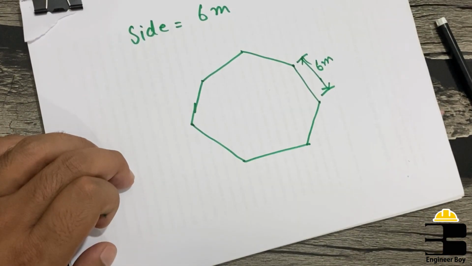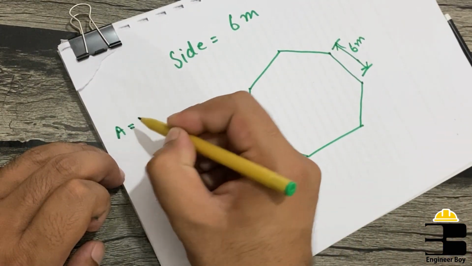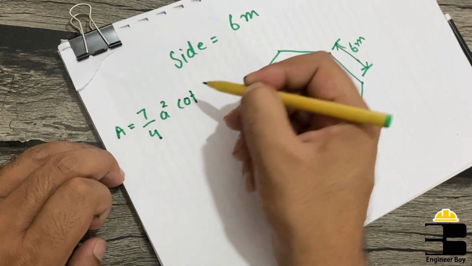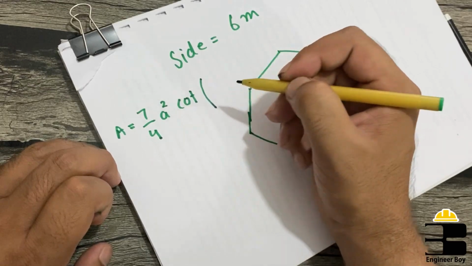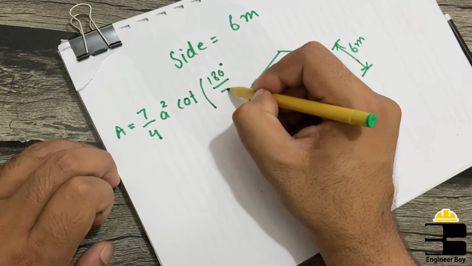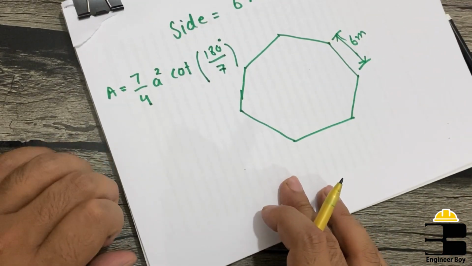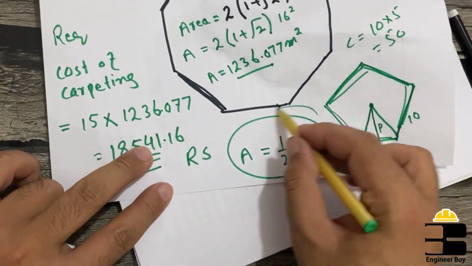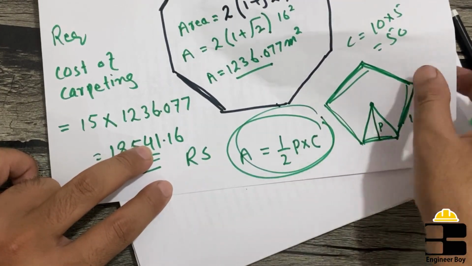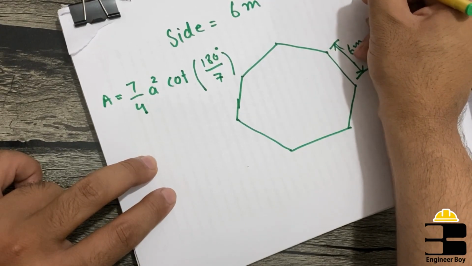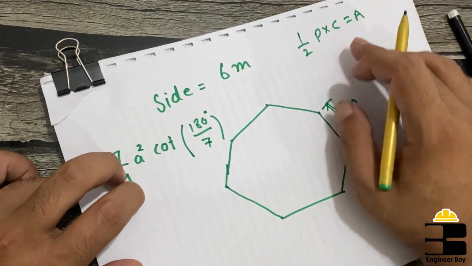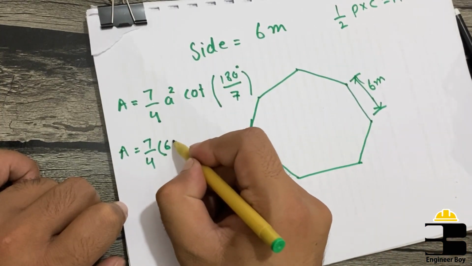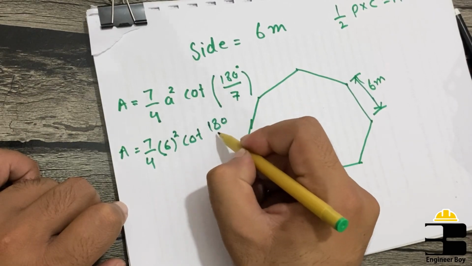Now, the area of the heptagon must be A equals 7 by 4 times A square, times the cotangent of 180 degrees by 7. This is going to be the area of the heptagon. We will put values in the same formula. Remember in the previous page, if you're a little bit familiar with mathematics, you can also use 1 over 2 P times C to determine the area of the same thing. You can use this for each regular polygon. So let's put values here: 7 by 4, A is 6, so 6 square, and the cotangent of 180 by 7.